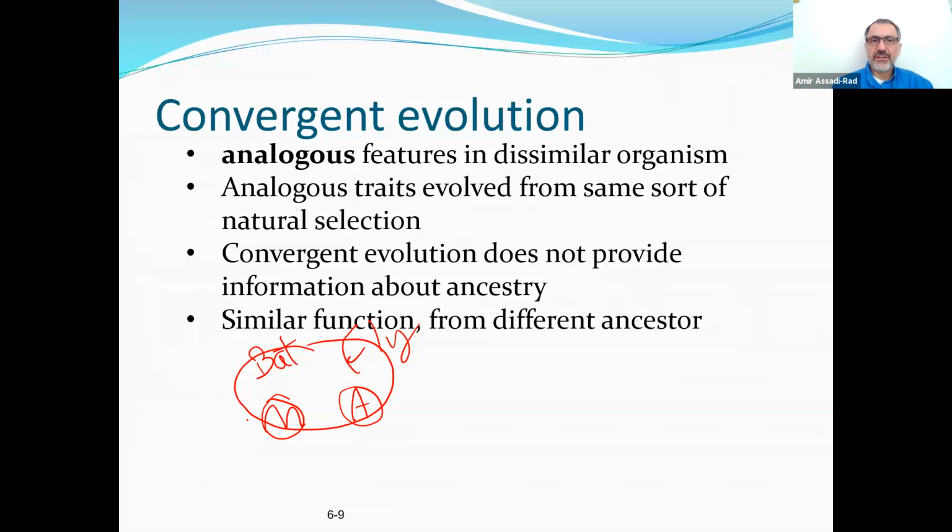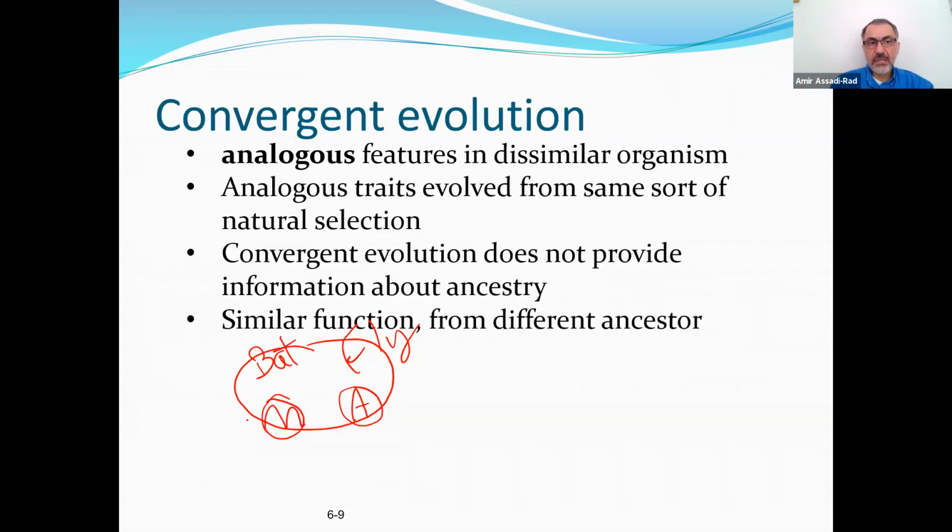And that is called convergent evolution. Analogous, let's read it together. Analogous features, here it means flying, okay? In dissimilar organisms and mice, analogous traits evolve from the same sort of natural selection, from the same predator. The predator that was eating mice was eating ants. So what happened, the ants and mice over a period of time learned how to fly.